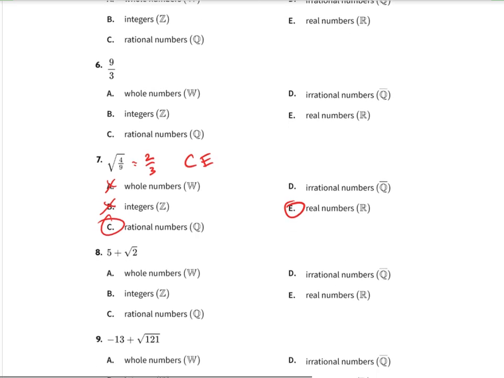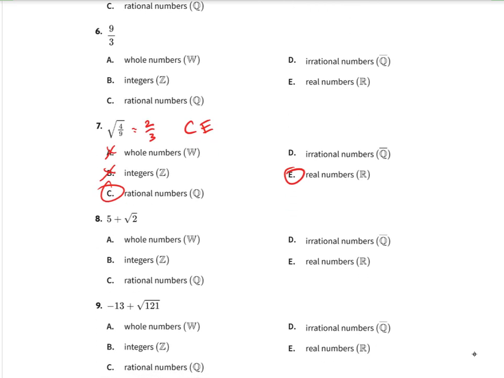What's next? Number 8. 5 plus root 2. Not a whole number, not an integer. It is real, and the question is it rational or irrational? Root 2 is not a rational number, can't be written as a fraction. So this guy is D and E. All right, so that should take us through the ready section.